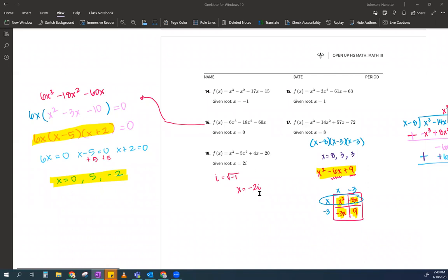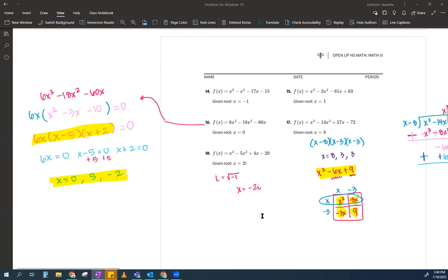Now, how many am I supposed to look for altogether? Yeah, I should be looking for 3 roots. And you're like, Miss Johnson, I already found 2, right? So all you have to do is find one more. Yes. So I will find the third one based on these 2.